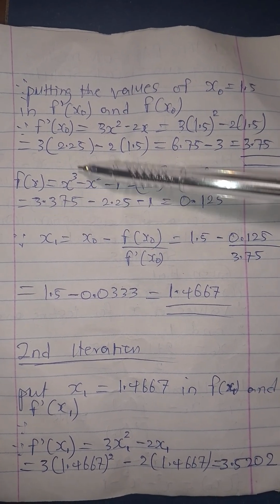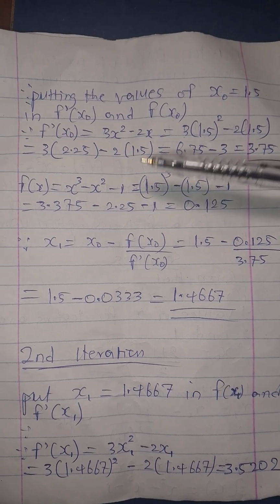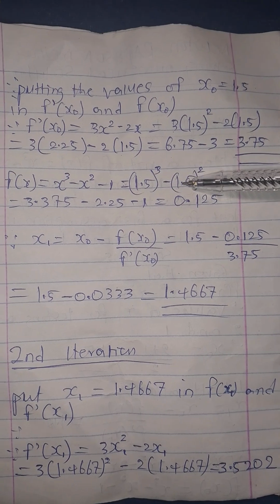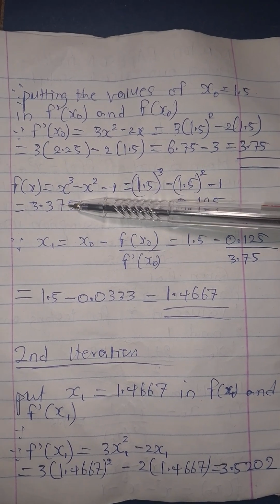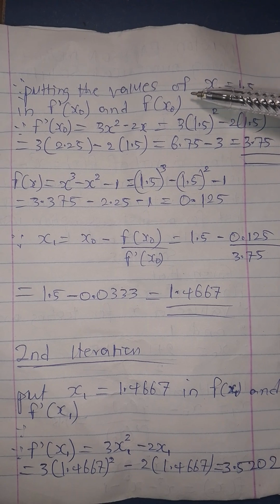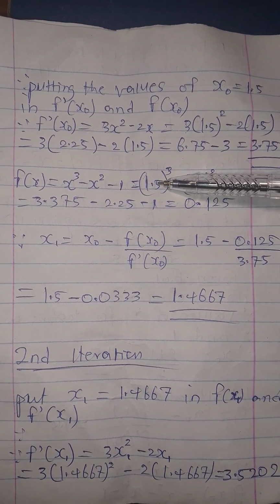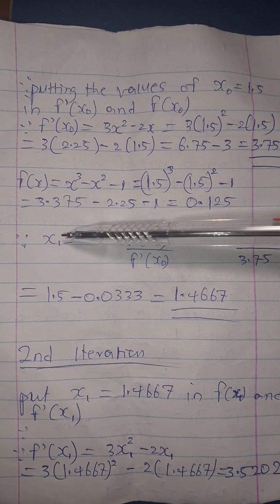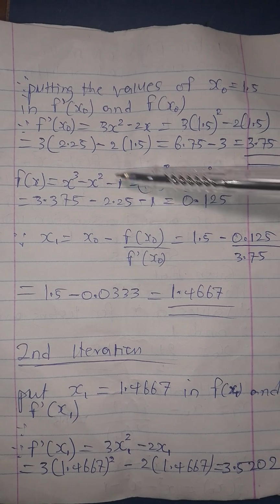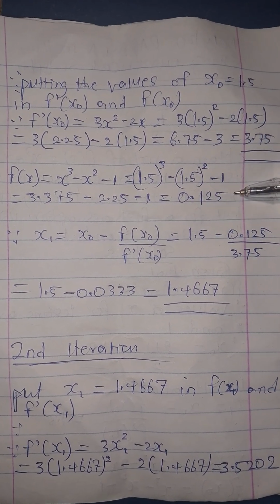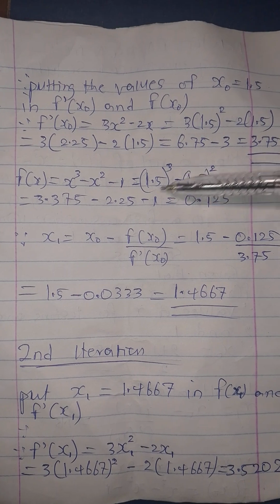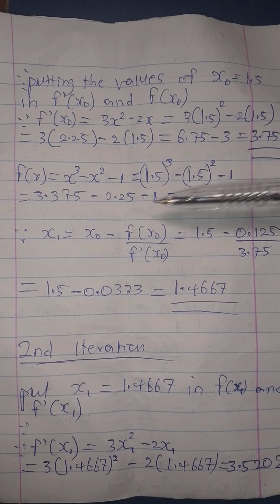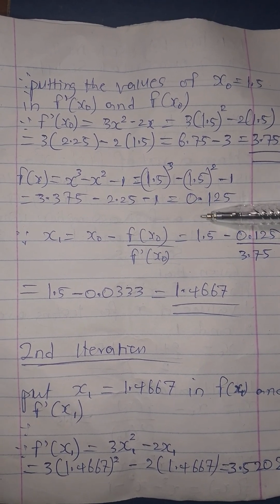Now after doing that, we have that f of x is equal to x cubed minus x squared minus 1. Now simply put the value of x naught, 1.5, in this equation. Since x equals 1.5, put it in here. So we have 1.5 all raised to 3 minus 1.5 all raised to 2 minus 1. So 1.5 all raised to 3 is equal to 3.375, minus 1.5 all raised to 2, which is 2.25, so minus 1. If you subtract this, you get 0.125.